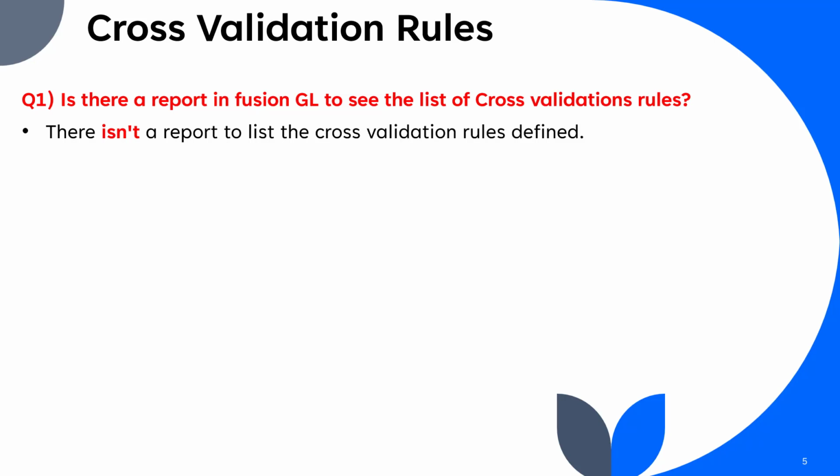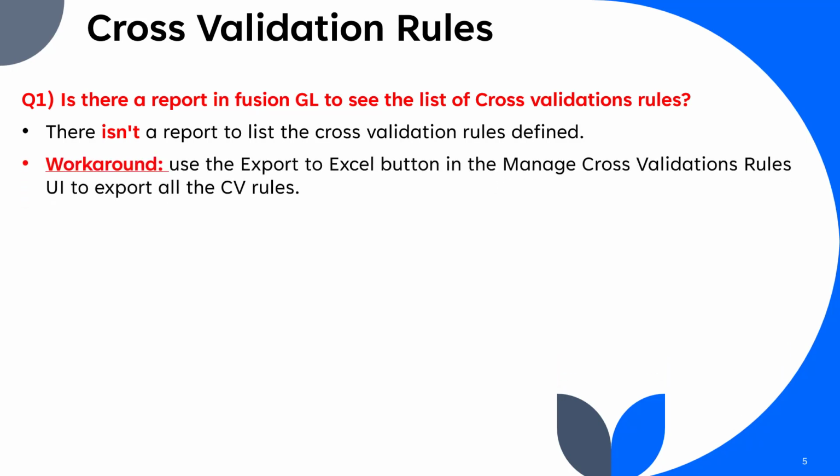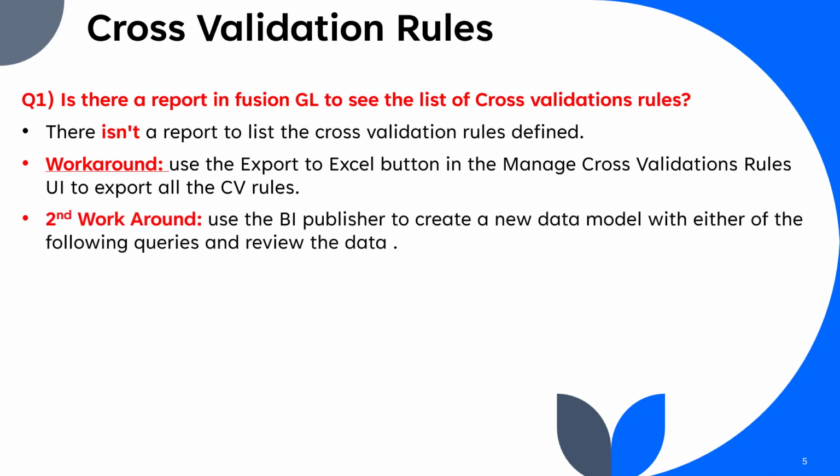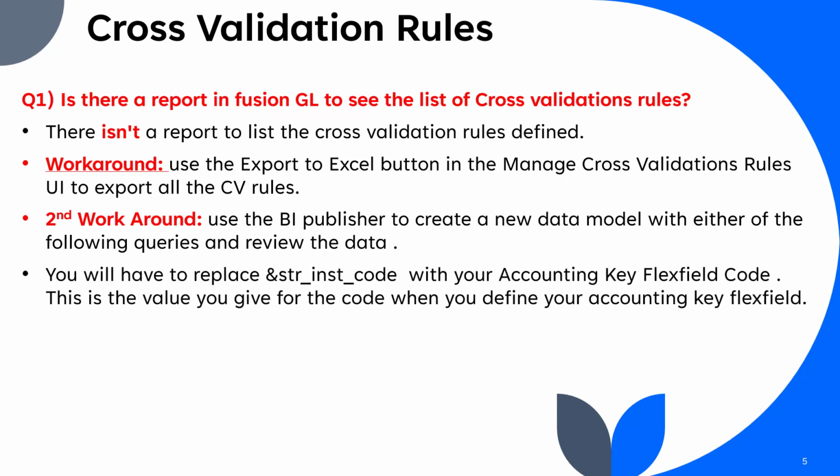So what is the workaround? You have to go to the UI, the user interface, to export all of the existing CVRs, or there is another workaround to make a query. Use BI Publisher to create a new data model with either of the following queries and review that. What are the queries? You have to replace this code with the accounting key flexfield code.